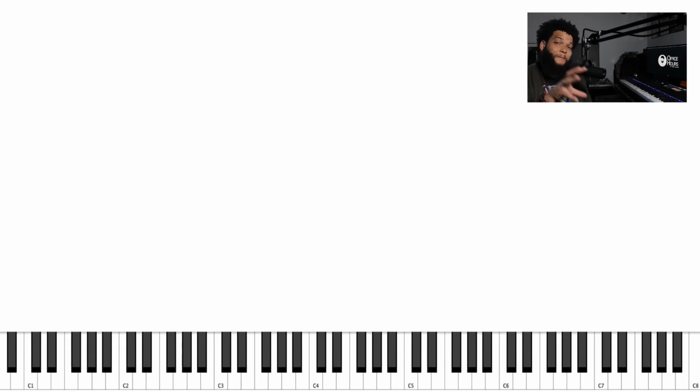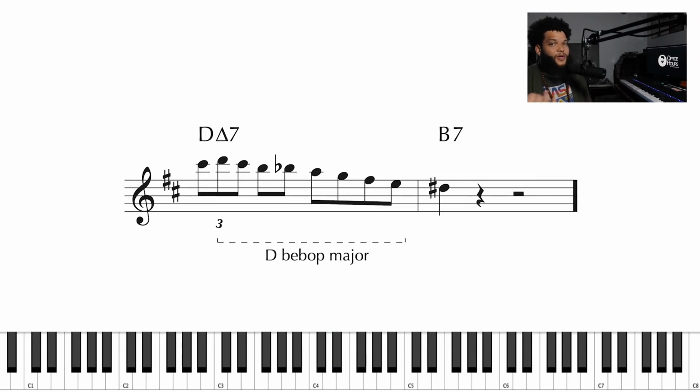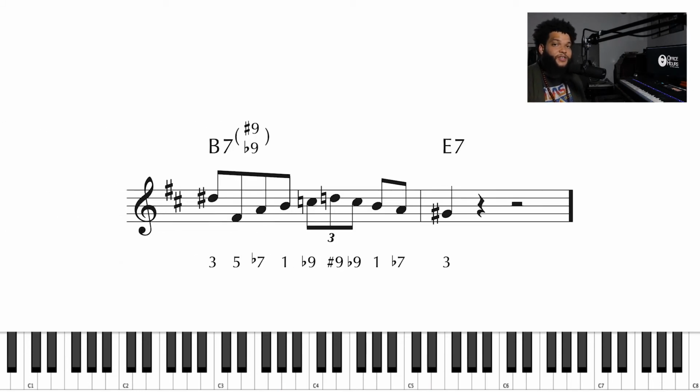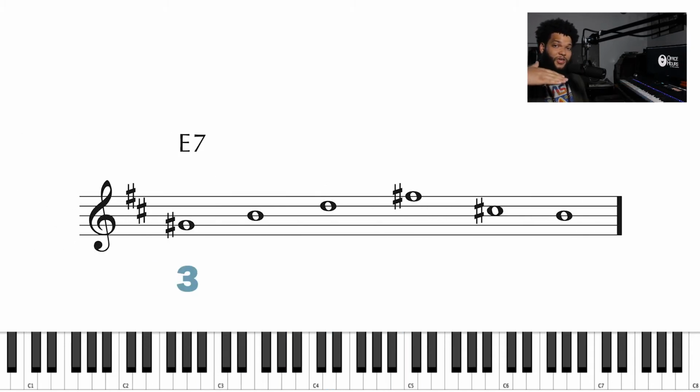First, I'm going to connect from the major 7 of D major 7 all the way to the 3rd of B7. Now I'll connect from the 3rd of B7 to the 3rd of E7. Now that I'm at E7, I'm going to play 3, 5, 7, 9, 6, 5.